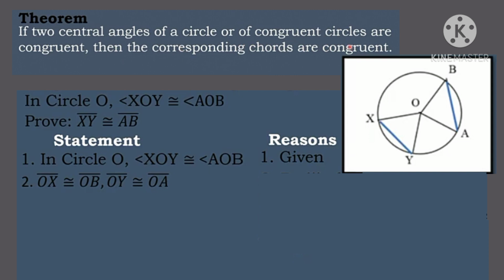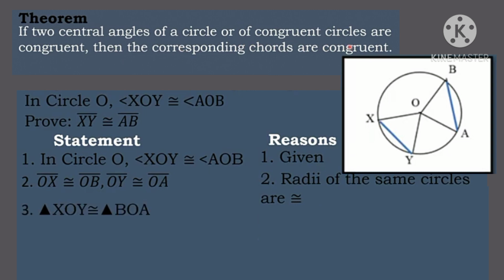Statement number 2, segment OX is congruent to segment OB, and segment OY is congruent to segment OA. And the reason is radii of the same circle are congruent. And the third statement is triangle XOY is congruent to triangle BOA. The reason is the SAS congruence postulate, or side-angle-side congruence postulate.